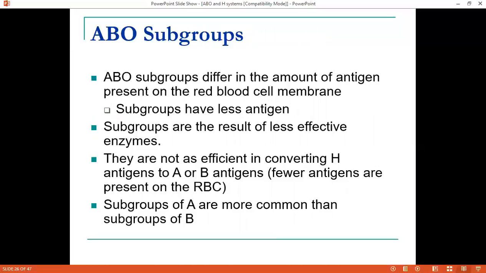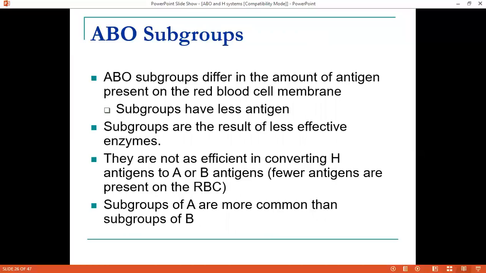For the ABO subgroups, they're going to differ in the amount of antigen present on the red blood cell membrane. So we've already discussed the main ABO genes that can be inherited. Well, sometimes there are subgroups of those genes, and the main difference is just that less antigen is going to be displayed on the red cell, and that's what makes it a subgroup. And these subgroups are the result of a less effective enzyme. And they're not as efficient in converting the H antigen to A or B antigens.